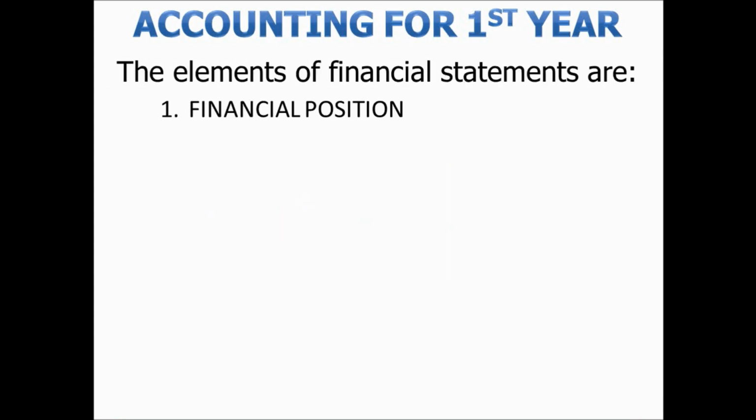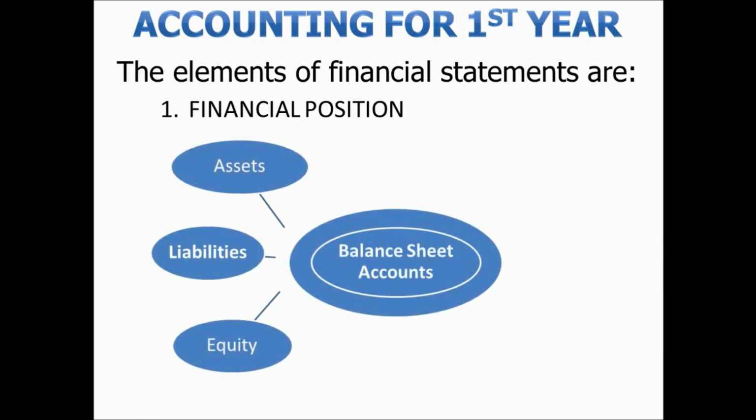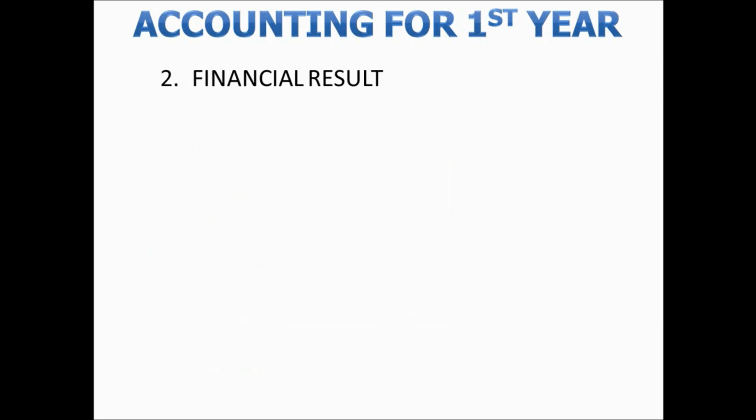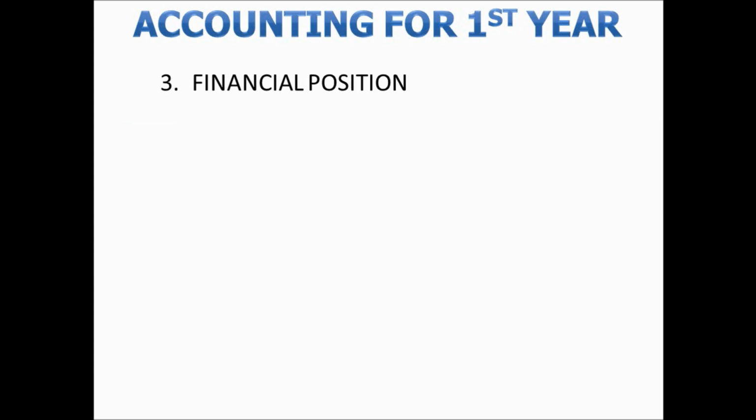Financial statements include two elements, namely the financial position, which deals with the assets, liabilities, and equity of an enterprise, and the financial result, which deals with the income and expenditures. These are also called nominal accounts. Let's quickly have a look at the financial position.